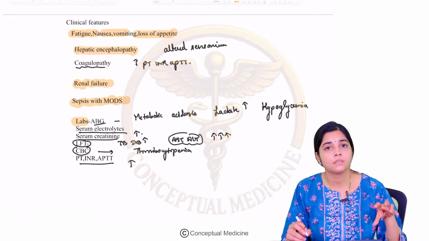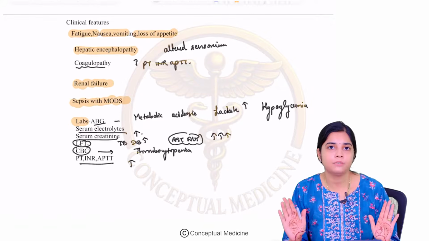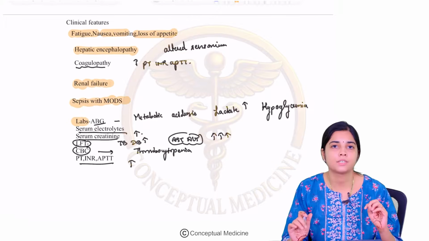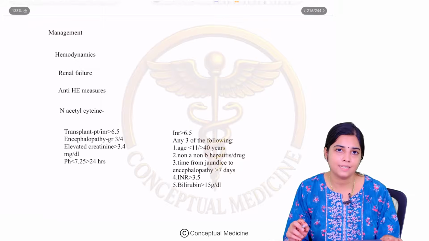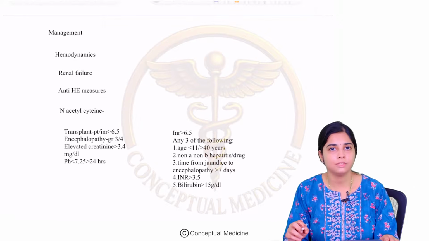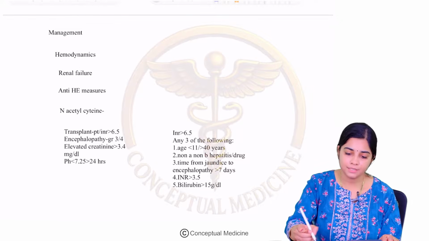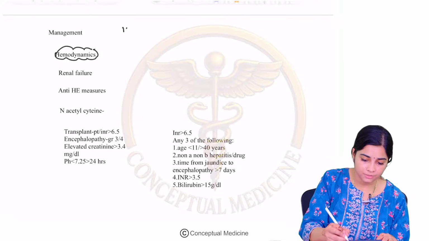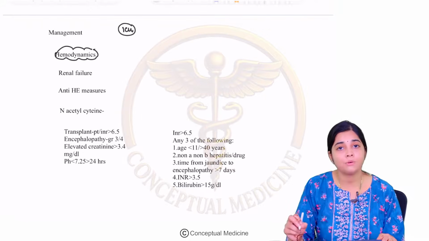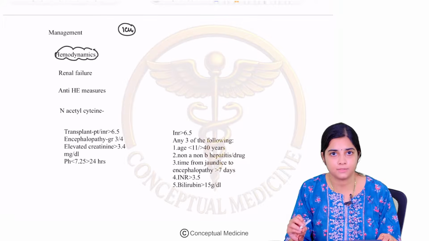So this is how acute liver failure presents. The patient is extremely sick. So how do you manage this patient of acute liver failure? In fulminant hepatitis, what do you do? Very importantly, you have to admit the patient to the ICU and counsel the attendants for a poor prognosis.